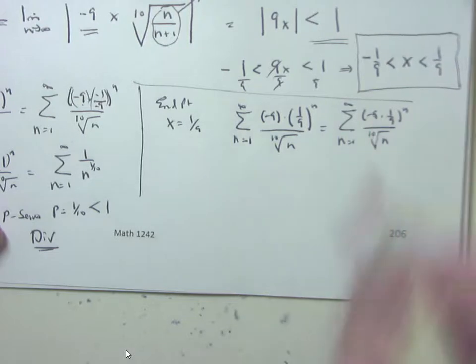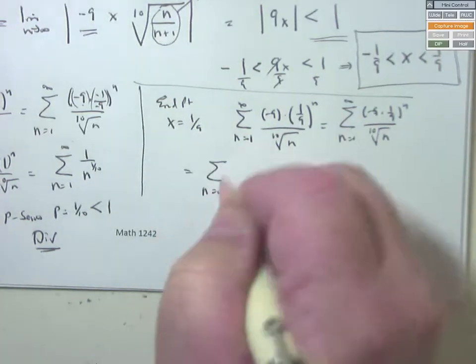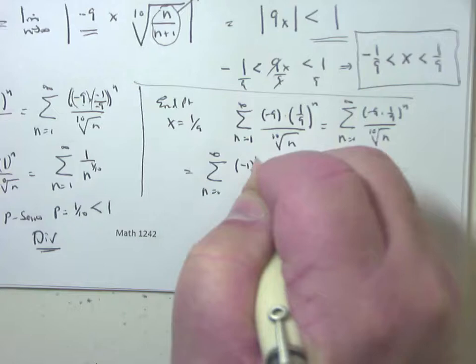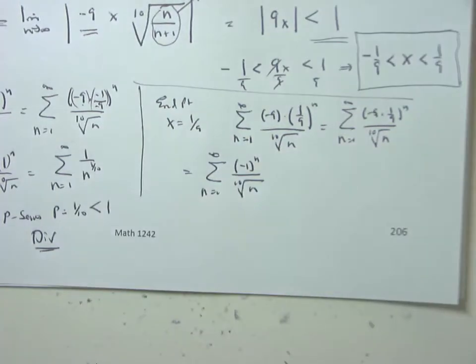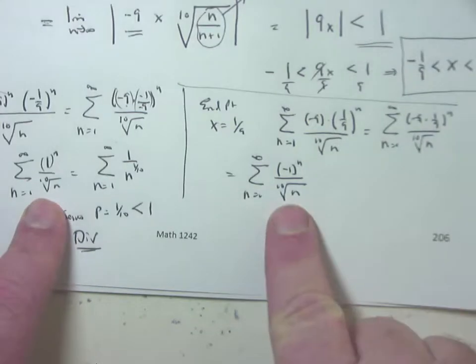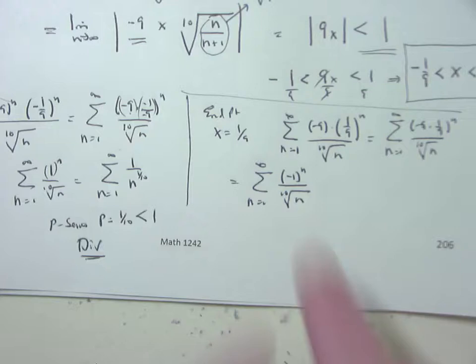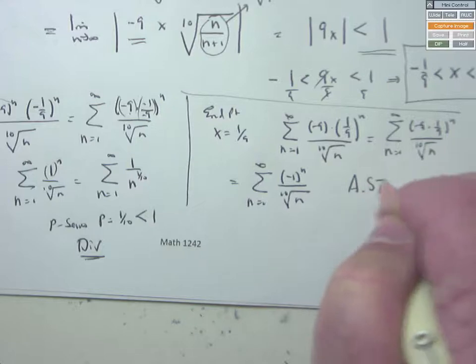And negative 9 times 1/9 is negative 1. So this is the sum as n goes from 1 to infinity of negative 1 to the n over the 10th root of n. And what kind of series is this guy? It pretty much was the exact same series as before, except for what deal? It's alternating. And because it's alternating, what test am I going to use? Okay, so the alternating series test.